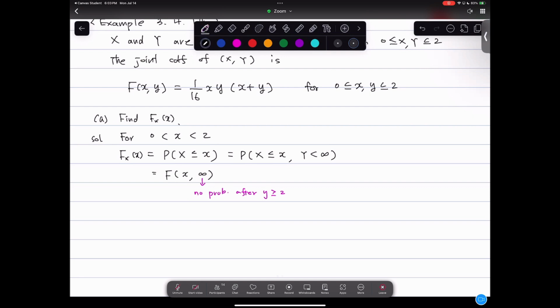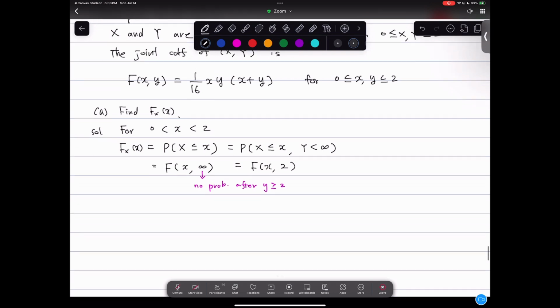You end up with f of x and y value of 2, it doesn't matter, it will be exactly the same as, my mistake, not y, it has to be 2. So f of x comma 2 is exactly the same as the y value of 3 or 4 or 5 or of course infinity, exactly the same. So never adding any probability after this point. So this is my CDF.